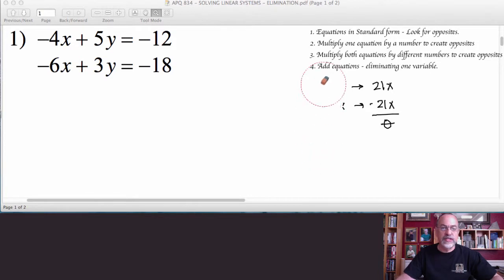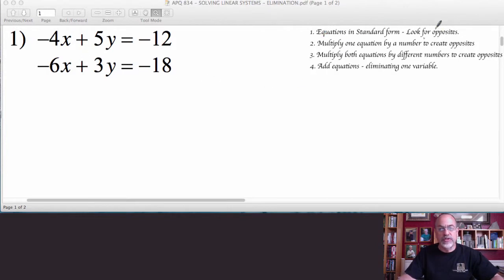So let's take a look at example number 1 here, and again, it doesn't matter which variable you choose to make opposites, you're just going to have to multiply by different numbers anyways. I guess the one thing you might look for is the smaller numbers, because you're going to be multiplying by those numbers, so working with smaller numbers and multiplying makes it easier.